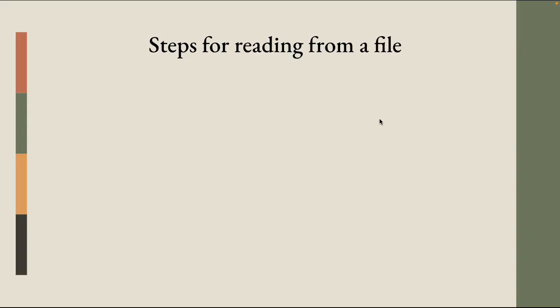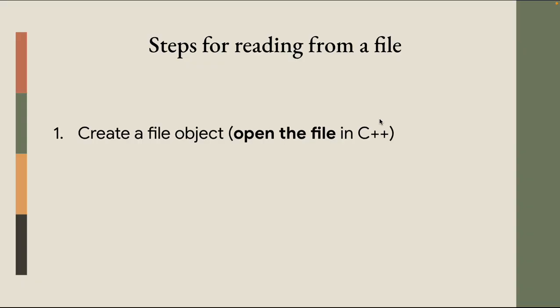So let's see the steps for reading from a file. The first step, and we haven't really seen this word object, but as you transition from this class into CS2, you're going to hear the word object used a lot more. It really just means variable, but it's not of a type that we've seen before. I'll show you what that looks like. The first step for reading from a file is to create a file object. When you create the file object, it's going to open the file for you.